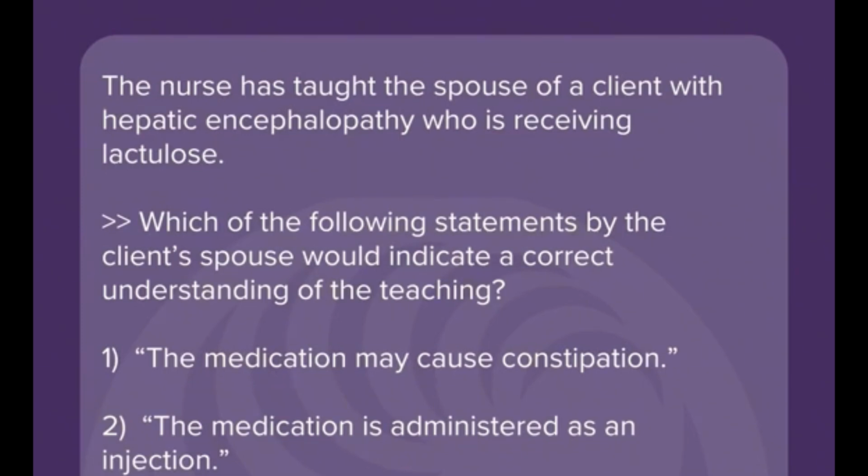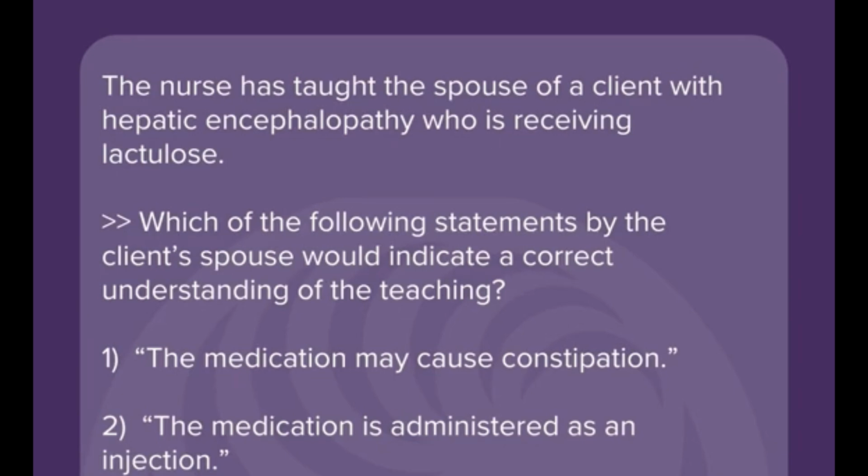So first, we need to talk about hepatic encephalopathy a little bit. It results from liver disease or cirrhosis where the liver can't filter out toxins. So we get a buildup of ammonia in our system. It causes acute mental status changes, confusion, agitation, asterixis, those kind of things. So let's look at our options.